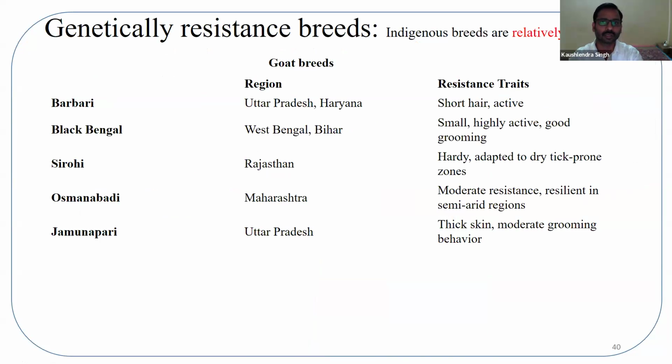A few indigenous breeds are relatively resistant, not fully resistant, to ticks and tick-borne diseases. These are the goat breeds: Barbari, Black Bengal of West Bengal, Sirohi, and Jamunapari. These breeds are relatively resistant to ticks in comparison to exotic breeds of goat.